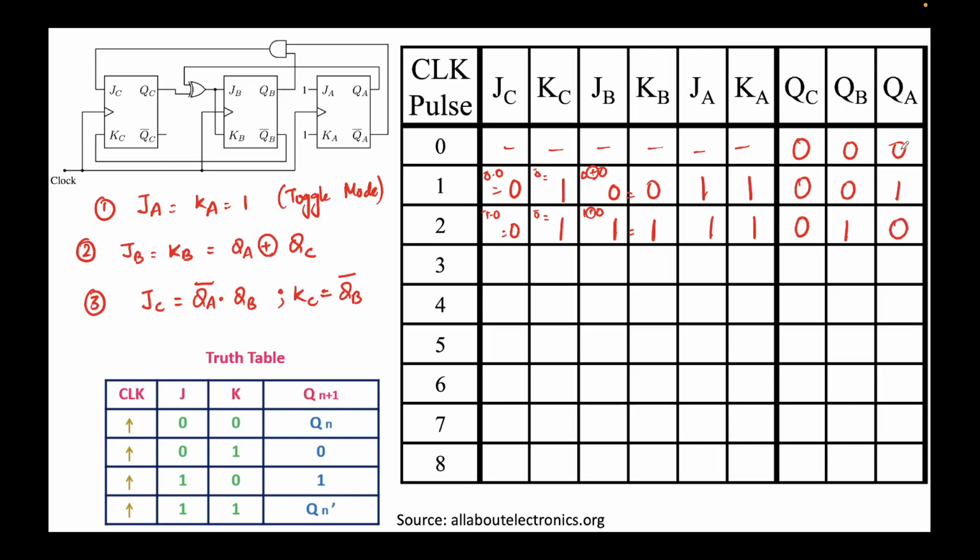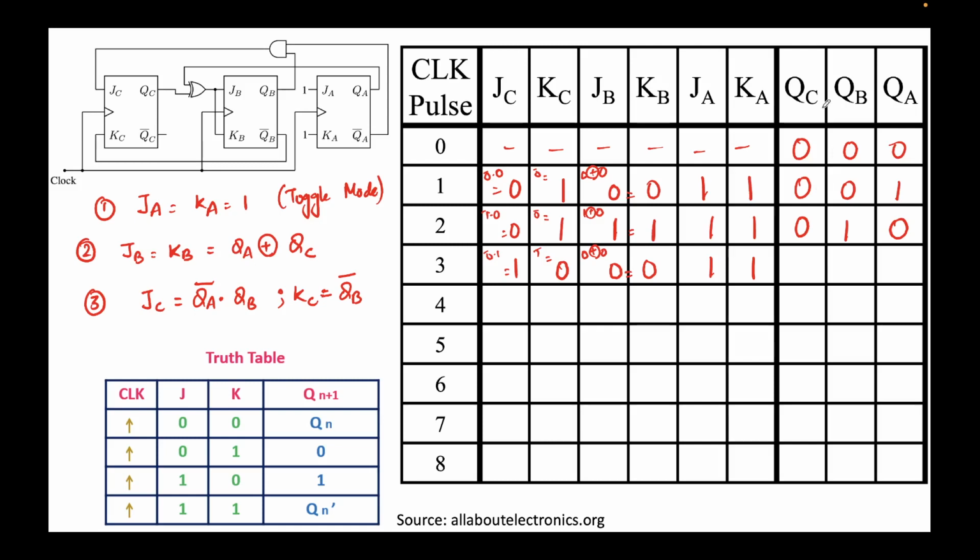Okay, we have not reached our initial state yet, so let's keep going. So JA and KA both are 1. JB, KB is QA XOR QC. QA XOR QC, 0 XOR 0. This will be 0 because both the inputs are low. So this will also be 0 because these are equal. JC is QA bar times QB. QA bar times QB means 0 bar dot 1. This will come out to be 1. 1 times 1. And KC is QB bar. QB is 1, so 1 bar, this will turn out to be 0.